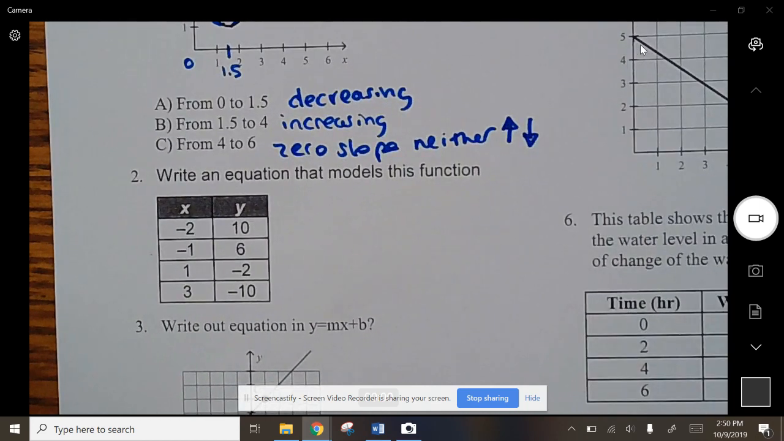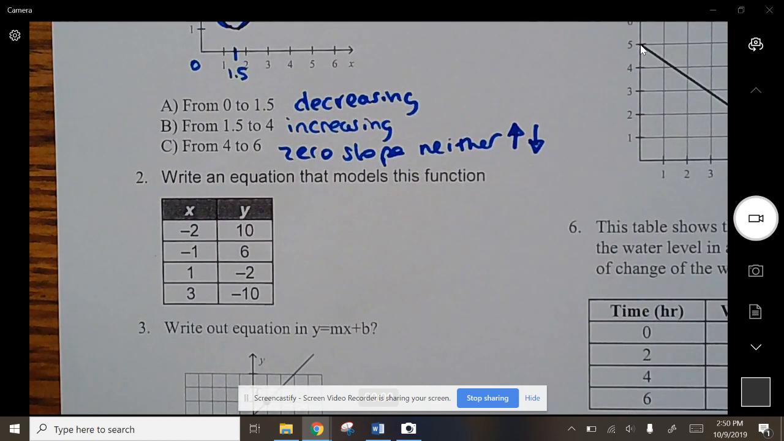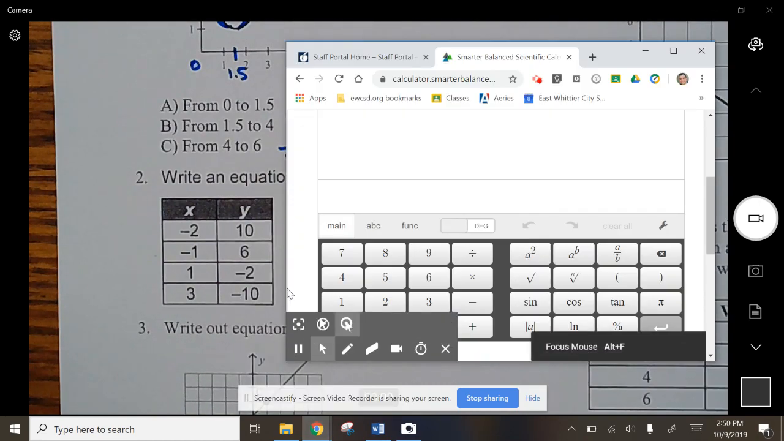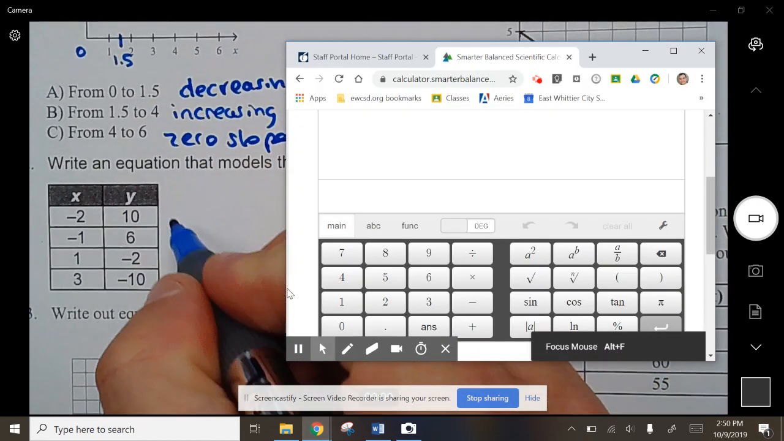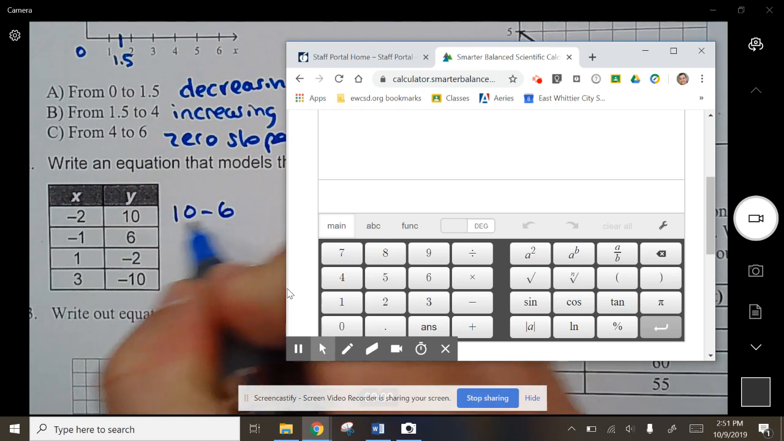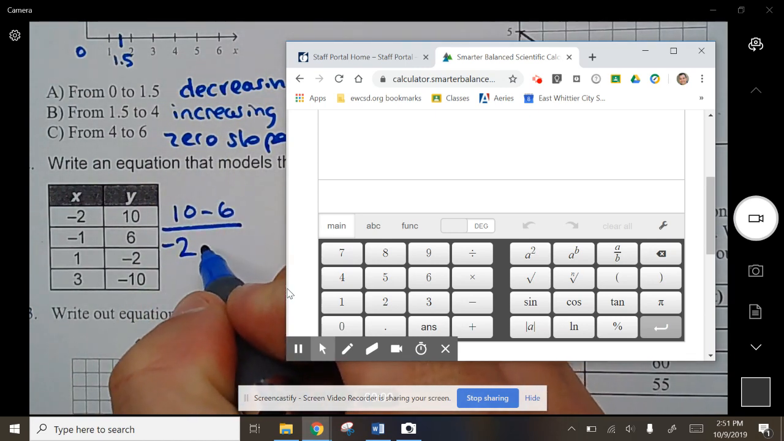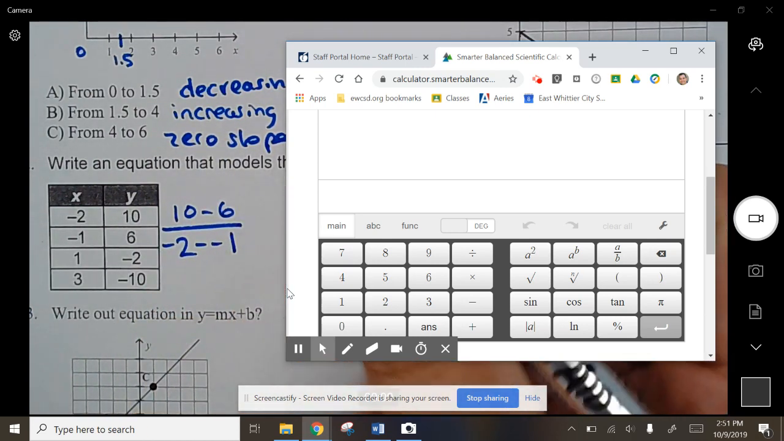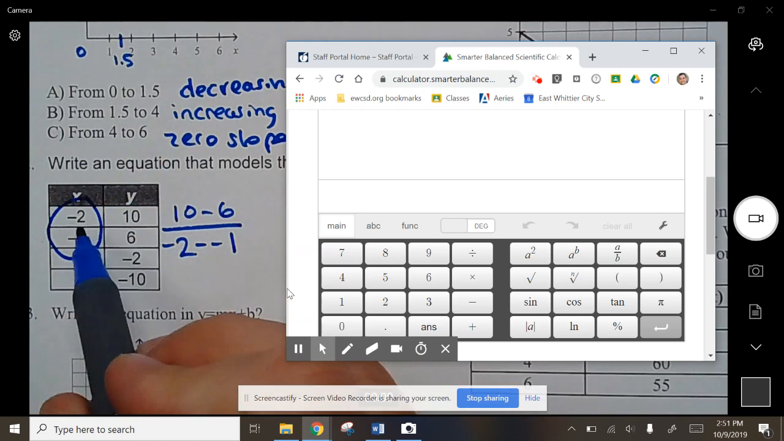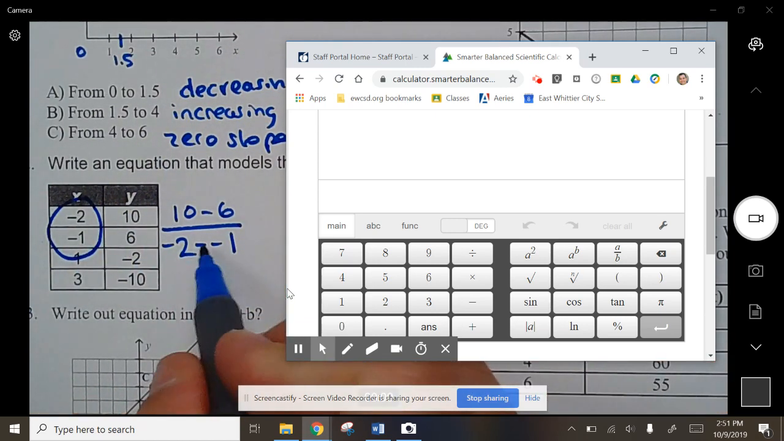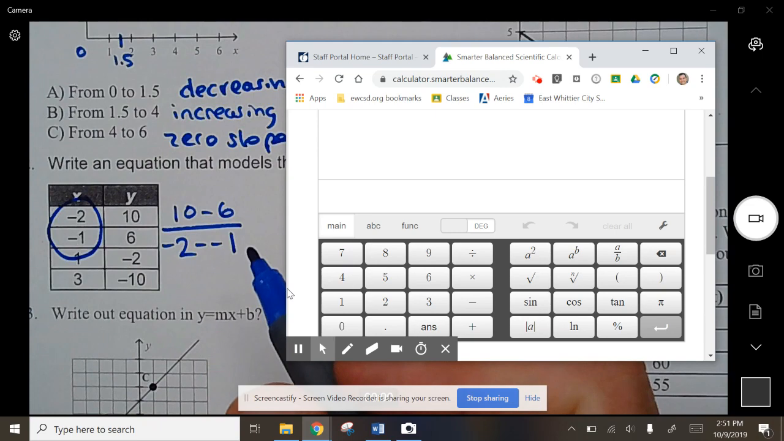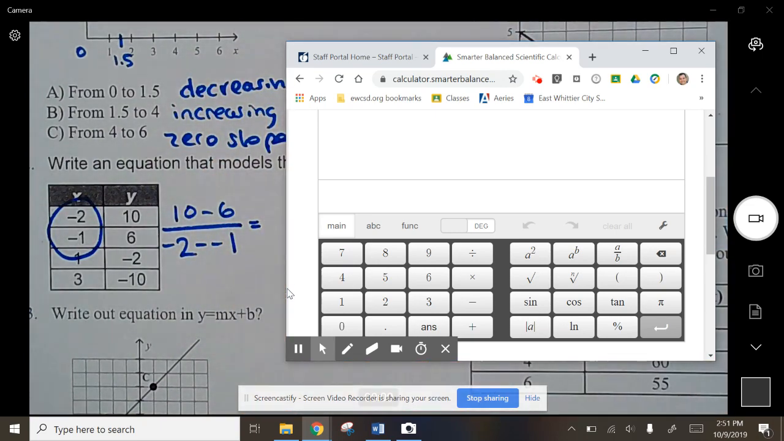Number 2, if we need to use our calculator, we should, and making sure we get good at using our calculator again, okay? So, first of all, I'm going to set this up properly. 10 minus 6 over negative 2 minus a negative 1. And this is where you really got to be careful. Look at those negatives. Make sure that they go in the formula properly. Take your time. You have plenty of time for this benchmark tomorrow.